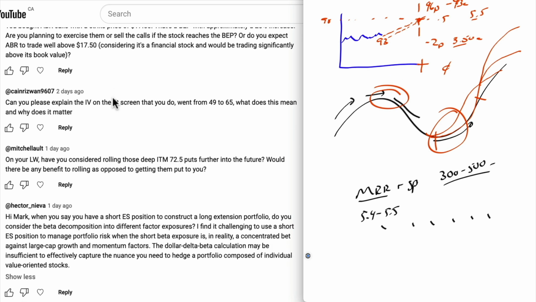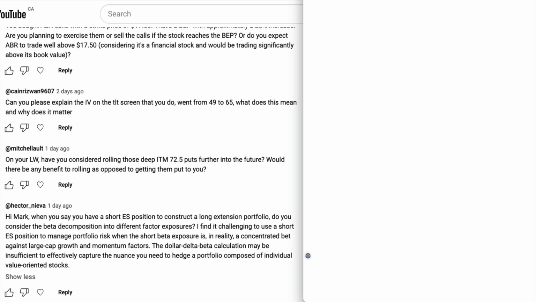Please explain the IV on the TLT screen that you do. Went from 49 to 65. What does this mean and why does it matter? Because we want to sell puts when premium is high. But how do we know when a premium is high, right? We can't compare stock versus stock. We can only compare for the stock to itself at some previous point in time. So IV does this kind of stuff over time.